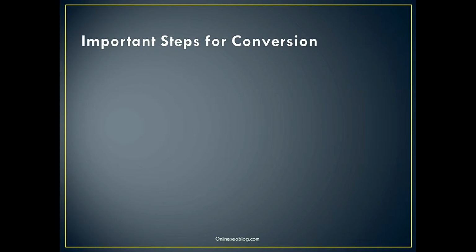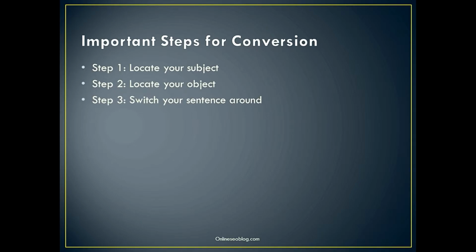In the next slide we will discuss how to convert passive voice into active. Majorly there are 4 steps. When you have a sentence, locate its subject. Once you have the subject, locate its object. Then switch or twist them around. While switching, you must change the verb form. Let's take an example to better understand this.